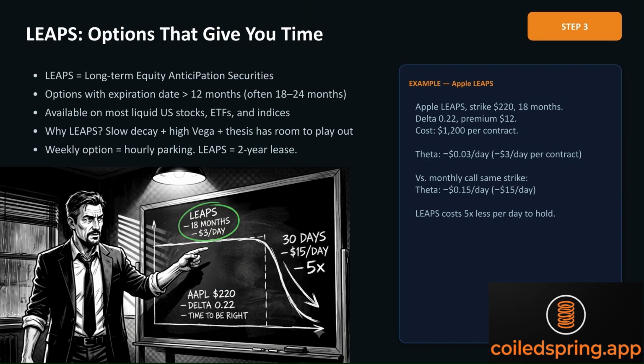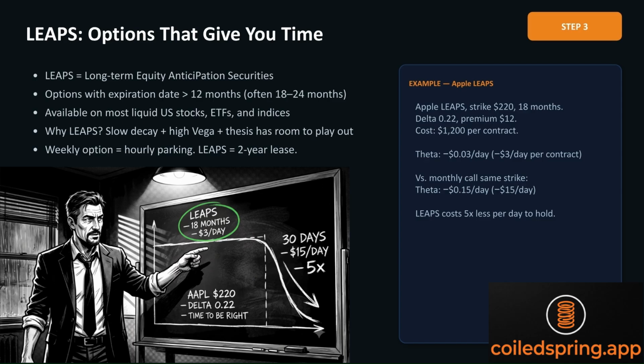In the last slide, we talked about how time decay accelerates as you approach expiration, how the final 30 days are the most destructive. Now, let me introduce you to the instrument that was specifically designed to solve that problem. LEAPS. LEAPS stands for Long-Term Equity Anticipation Securities. The name is a mouthful, but the concept is simple. LEAPS are options with an expiration date more than 12 months away, typically 18 to 24 months out. They exist on most of the major liquid U.S. stocks, ETFs, and indices. Same structure as any other option. Same mechanics. Just a lot more time on the clock.